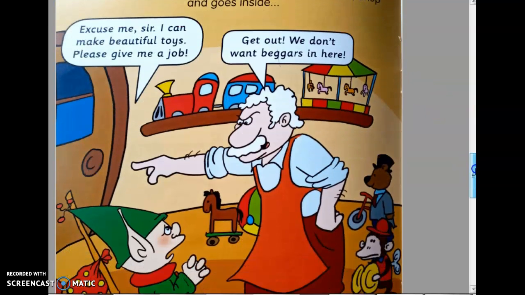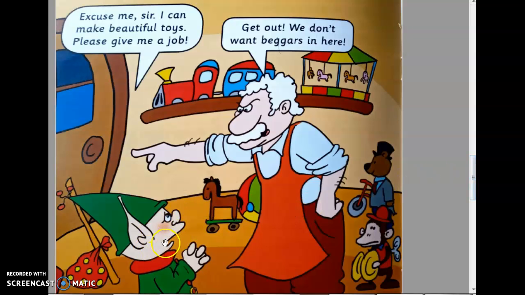Goes in. Y le dice, look, poor face. Excuse me, sir. I can make beautiful toys. Please give me a job. Excuse me, sir. Excúseme, señor. I can, eso ya lo habíamos visto, can, make, puedo hacer. I can make beautiful toys. Beautiful, hermosos. Please, aquí le dice, please, give me a job. Deme un trabajo. Give me a job.